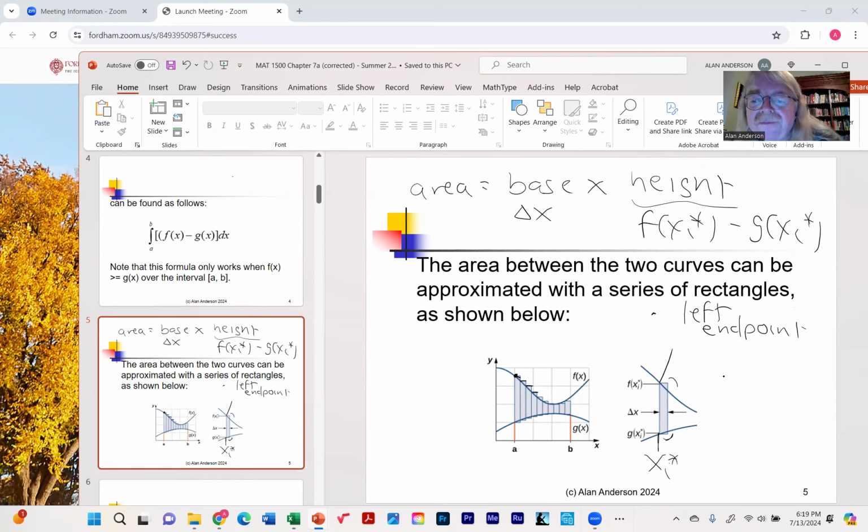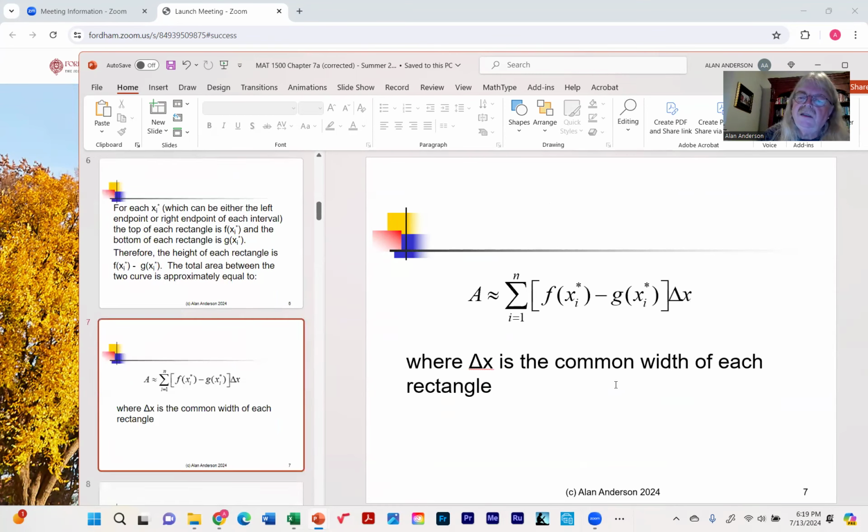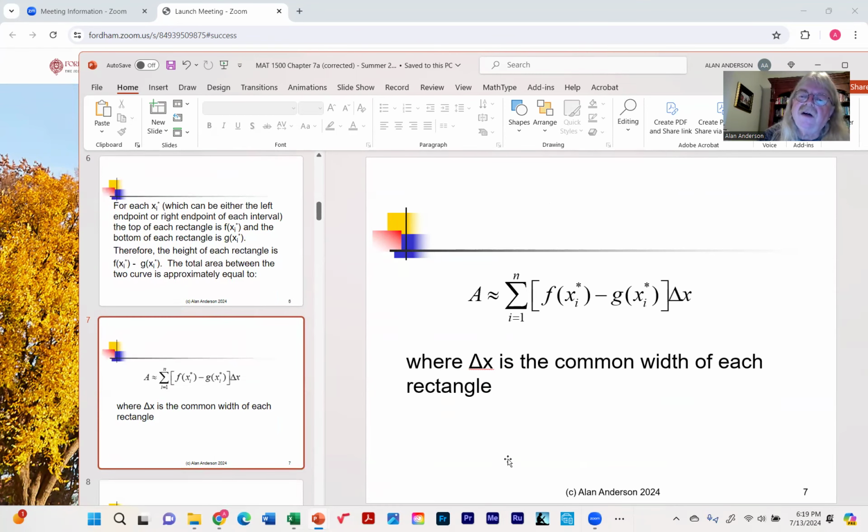And so you recall, when we add up the areas of these rectangles, they will give us an approximate area that is equal to roughly what we're looking for. But it's only when we take the limit as these delta x's go to 0 that we'll end up with the correct area. Okay, so the area of the rectangles.